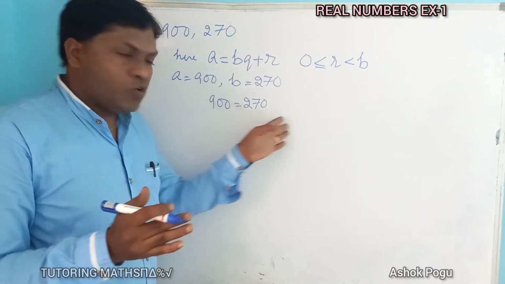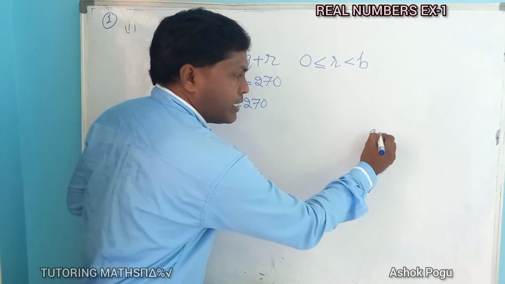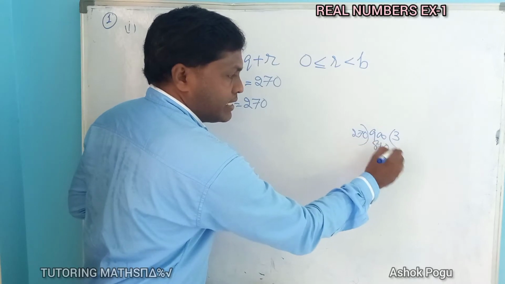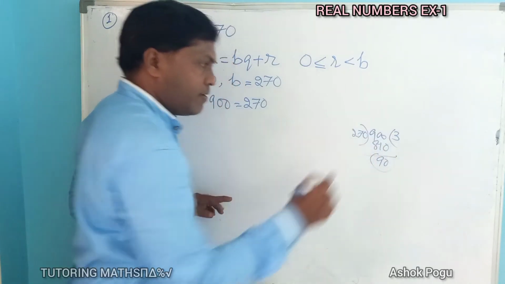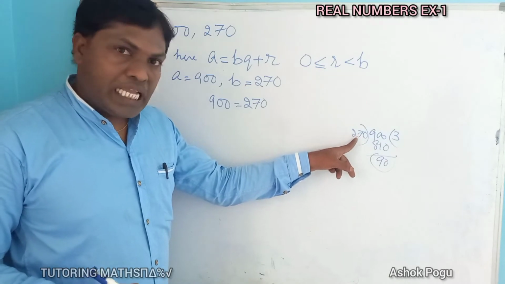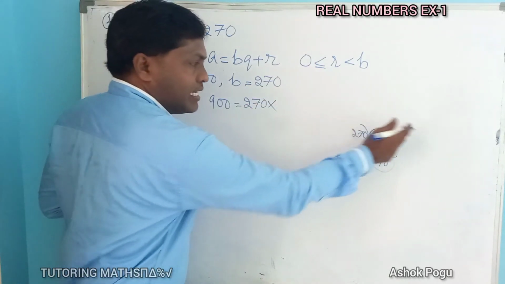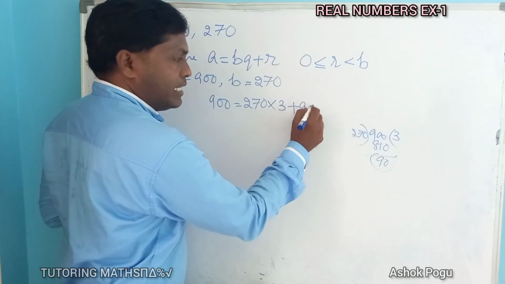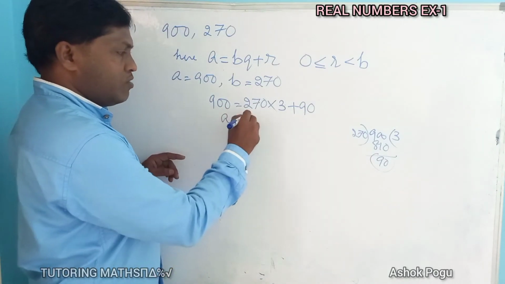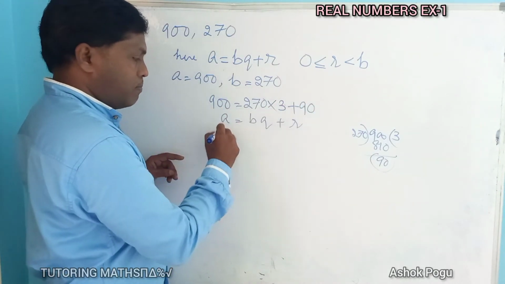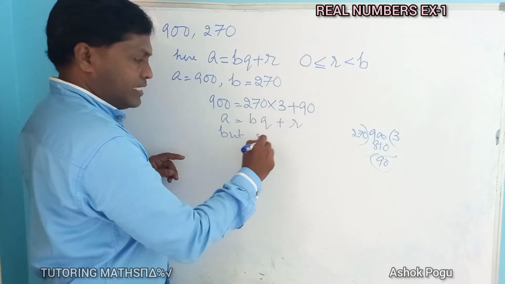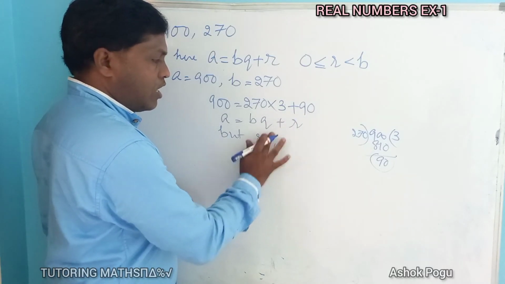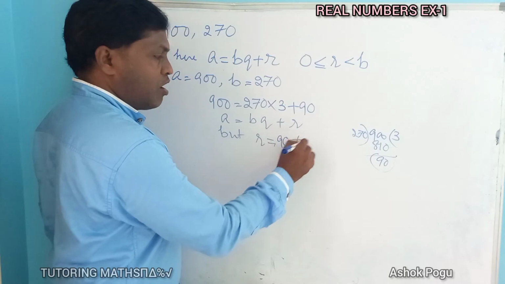270 table. You can do it in a rough column also, no problem. 900 in the 270 table. 27 table, 27 3s are 810. That's it. And 90 is the remainder. Let us apply. Divisor b is 270. How many times? 3 times. That is the quotient. Plus remainder. What have you got? 90 is the remainder. This is a is equal to bq plus r. But what is r? Is it equal to 0? No. r is equal to 90, which is not equal to 0.